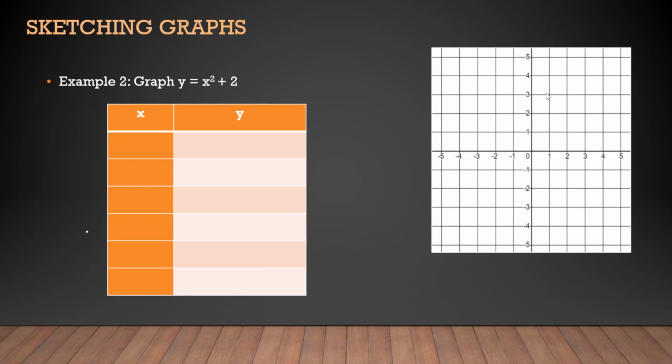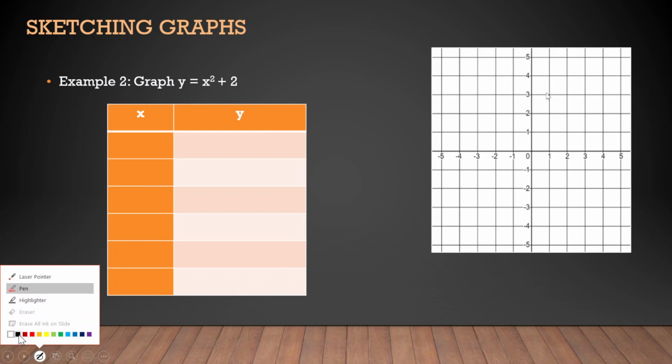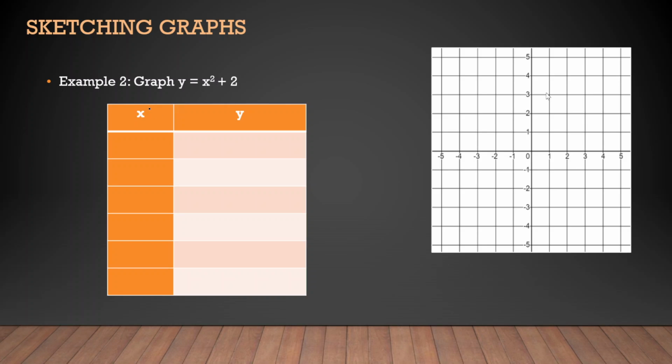Okay, so now let's get to the sketching part. The first thing we're going to do is, x is my independent variable, so I can pick any values I like. I'm just going to pick 5 numbers. I like to pick nice ones around 0, just small ones, but I like to get some negative and some positive so we can get a full picture.